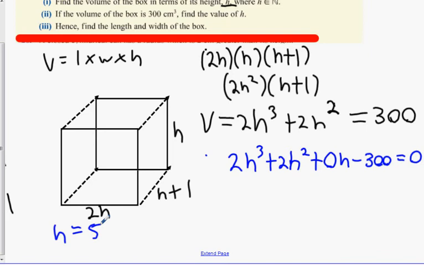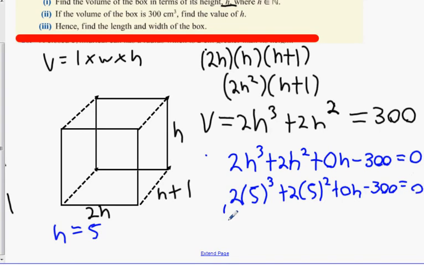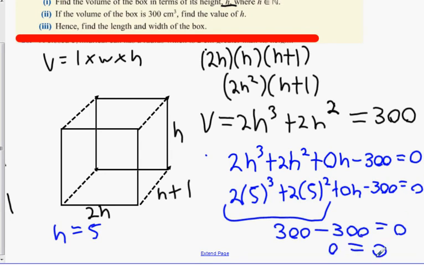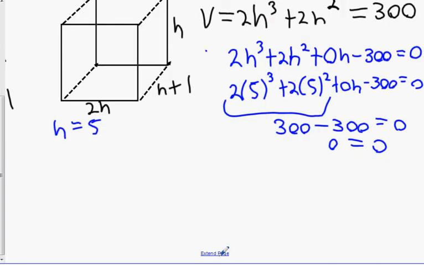So let's try 5 out. You have to show your workings. Remember I said you can't just do that at the hack. So 2 times 5 cubed plus 2 times 5 squared plus 0h minus 300, and the two of them together must be 300, minus the other 300 equals 0. I just plugged in 5 to show that it works, because you can't just say the calculator says 5 works.